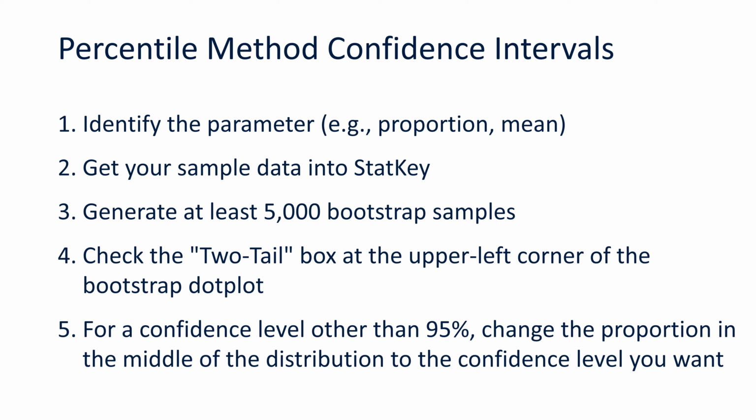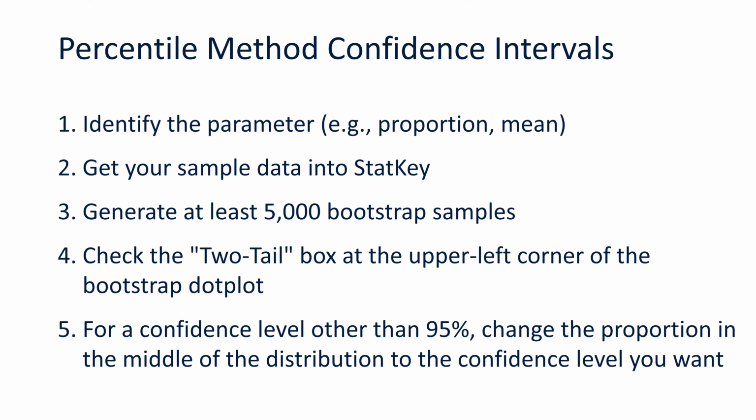From the top, step 1 is to identify the parameter. In this lesson, we'll be working with single proportions and single means. If you have a categorical variable with a dichotomous outcome, in other words, 2 possible outcomes like success and failure, then you're estimating a proportion. If you have a quantitative variable, then you're estimating a mean. Step 2 is to get your sample data into StatKey. There are some built-in data sets, but you always have the option of entering in your own data.